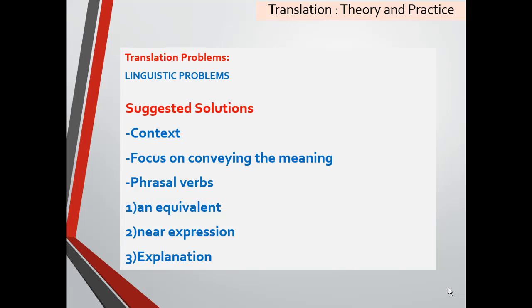If not, then we have to resort to explanation. You have to explain what that means, and no matter how long it takes, you have to convey the meaning in the easiest way and in the safest way possible in order not to divert from the general meaning of the intended text to be translated.